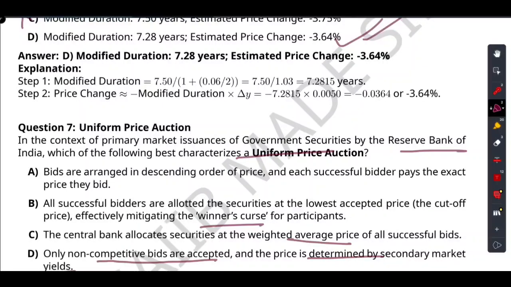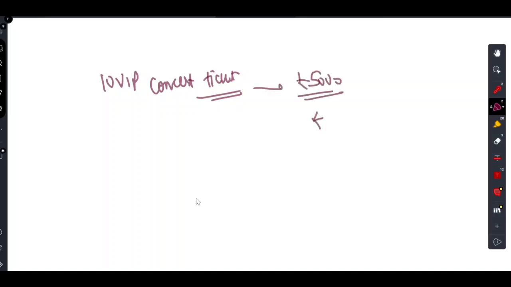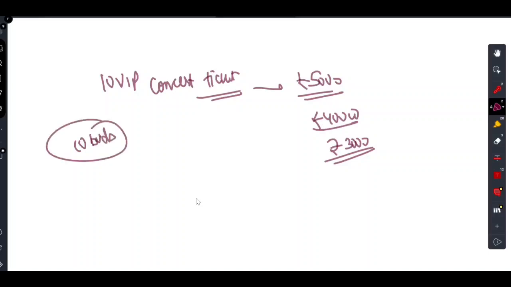These are the four options they have provided, and let me explain using an example. Friends, imagine you and your friend are bidding on a limited batch of 10 VIP concert tickets. You are desperate to go, so you bid 5,000 rupees. Your friend bids 4,000 rupees and someone else bids 3,000 rupees. Now the seller accepts the top 10 bids, and the lowest winning bid cutoff is 3,000.